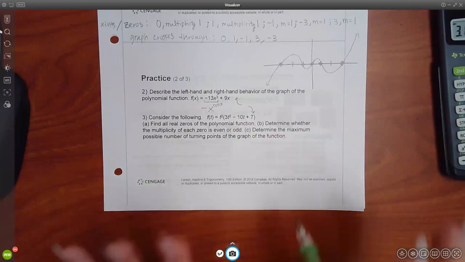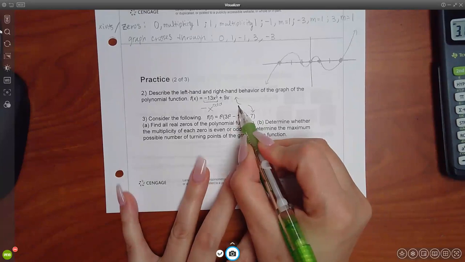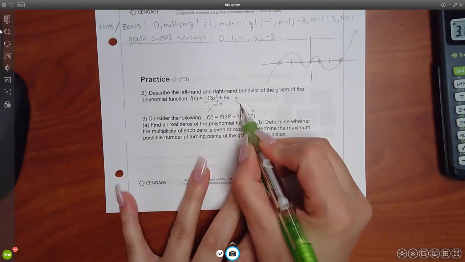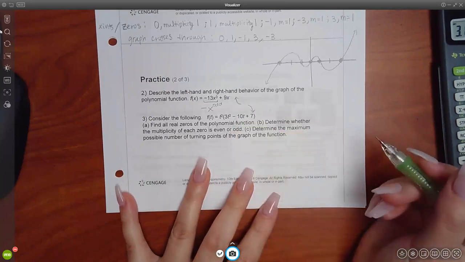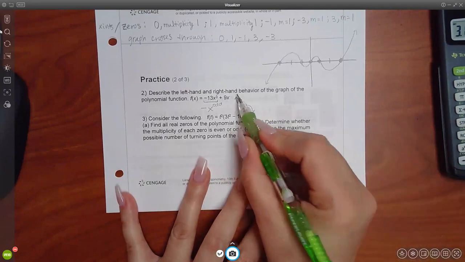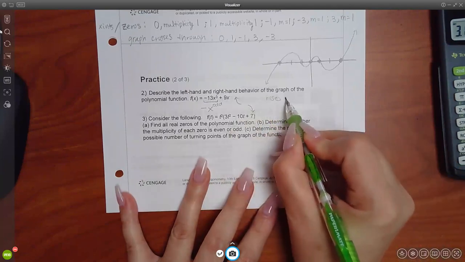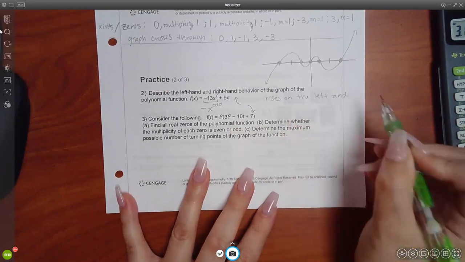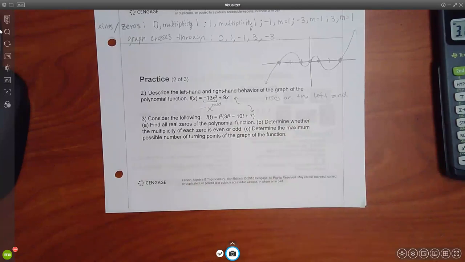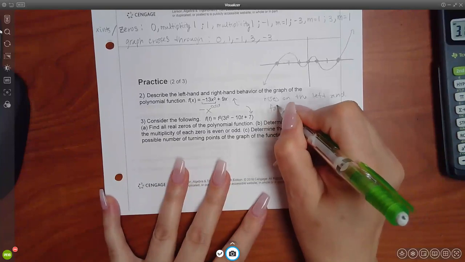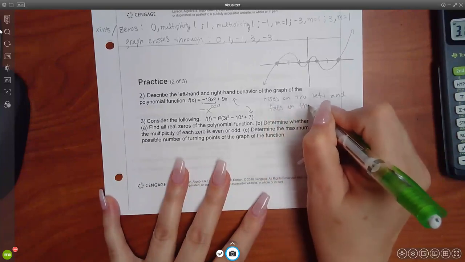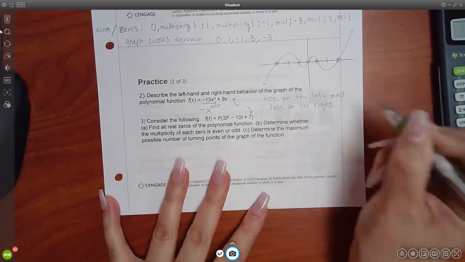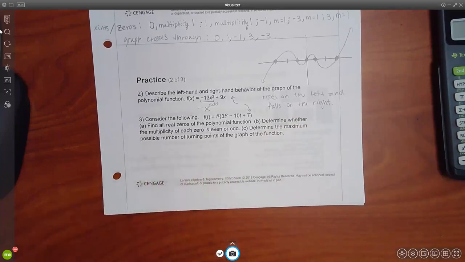What they say is, what is happening on the left side? Isn't it going up on the left side, right? So this is the left side and it's going up. So you say rises on the left. And on the right side, it's going down, isn't it? So you say falls on the right. And that's the way they're going to write it. They're going to say rises and falls, okay?